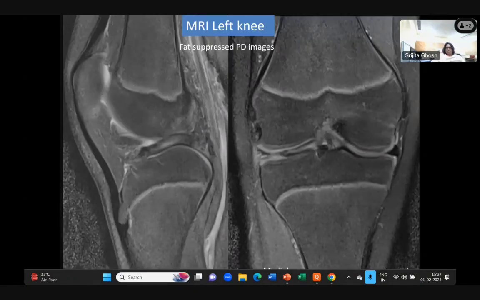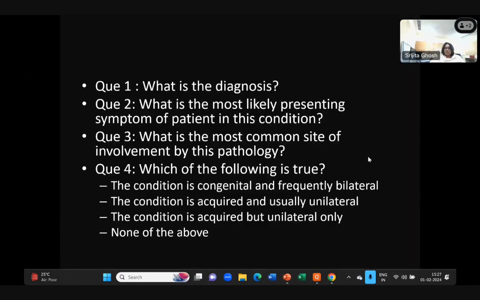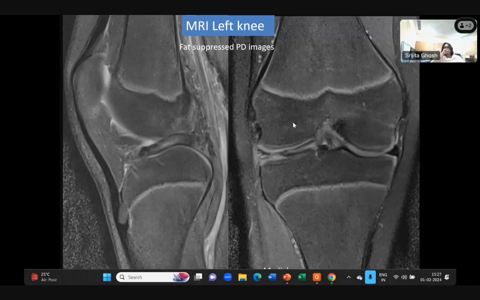Long-standing pain, young patient. Complete diagnosis, I'll ask you. Wait, you see the questions? What is the diagnosis? What is the most likely important symptom? I'm going back to the image. What is the diagnosis?